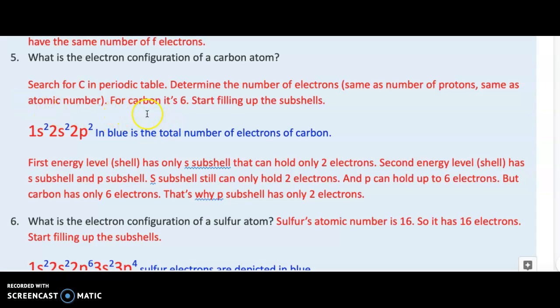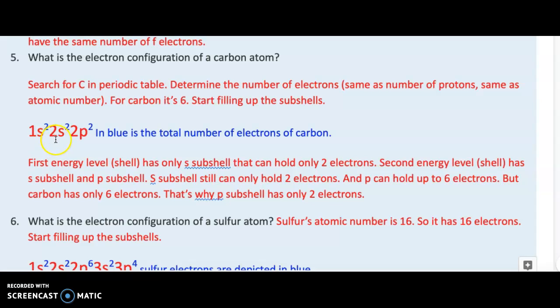So carbon has an atomic number of 6. Therefore, we can now fill up our subshells. So let's look. First shell, or energy level, has only S, and it can hold only two electrons. So first shell is finished. So we have 6. We need to fill up 4 more electrons. Let's start to fill up the second shell. Second shell has S and P subshells. S can have only 2. P can have up to 6.